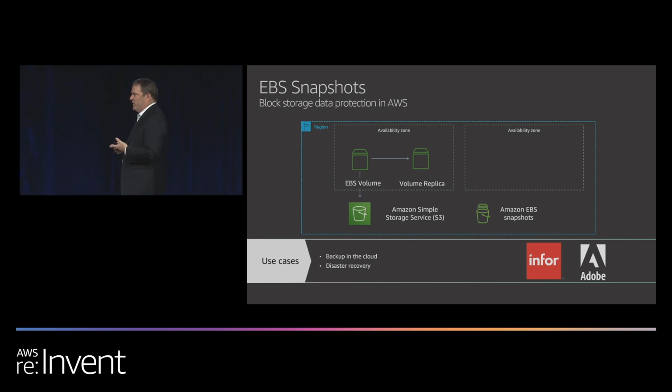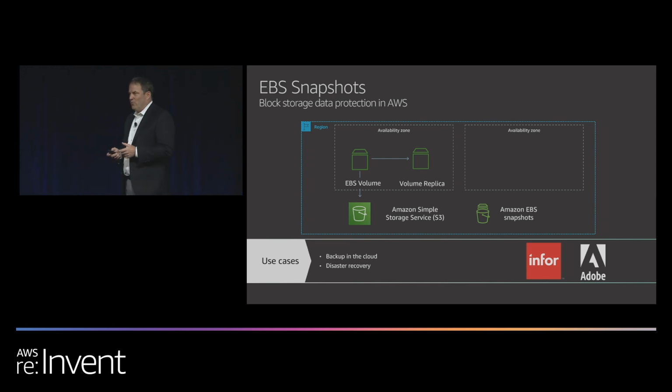So the snapshots are fully incremental, meaning that only changes to the blocks in the volume are stored. So it saves you money in terms of cost efficiency and space efficiency in storing those backups. Earlier this year, we announced the capability to support multi-volume crash-consistent snapshots on EBS. And what that means is if you have multiple volumes sitting behind a single EC2 instance, you can back those up and restore them as a single operation.